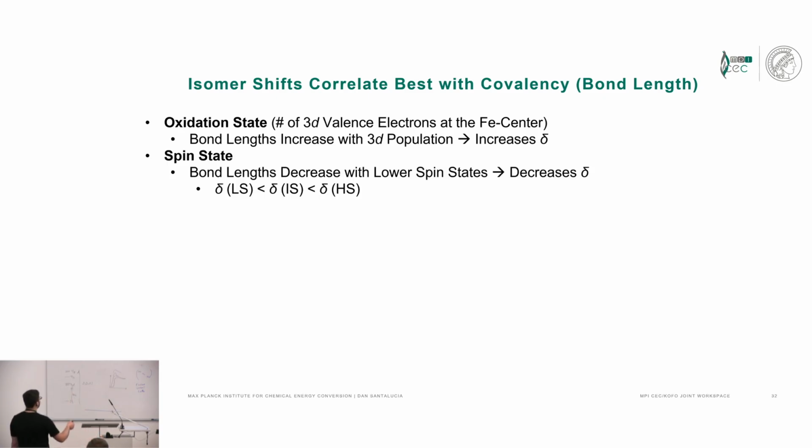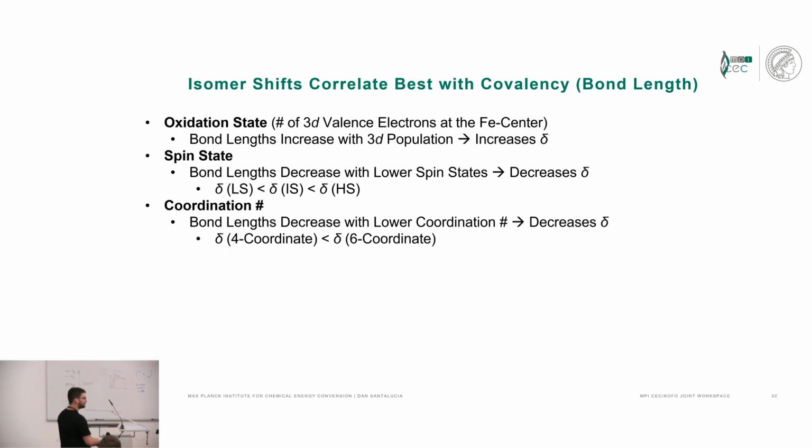Spin state, right? Low spin compounds have shorter bonds than high spin compounds because the electron clouds spread out a bit. And so you see bond lengths decrease with lower spin states. That decreases the isomer shift. Coordination number, right? Four-coordinate compounds tend to have lower isomer shifts than six-coordinate because steric crowding leads to bigger bond lengths and therefore a little bit less covalency.